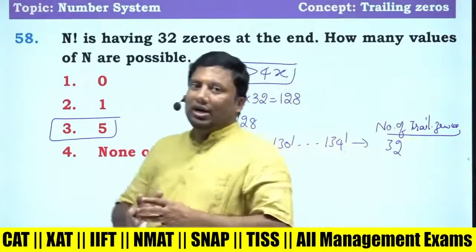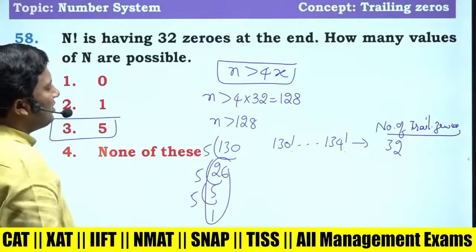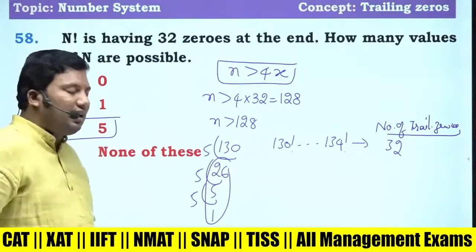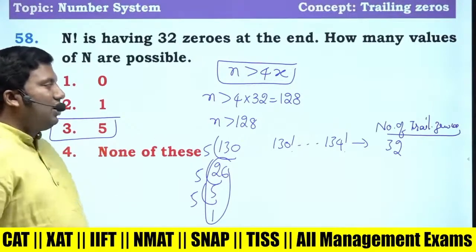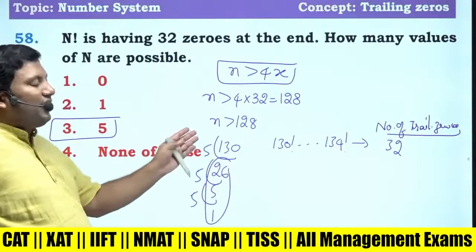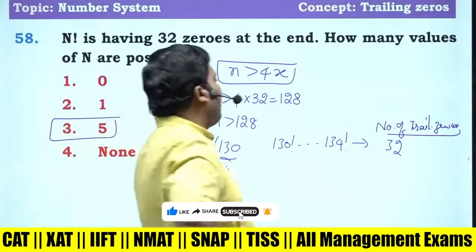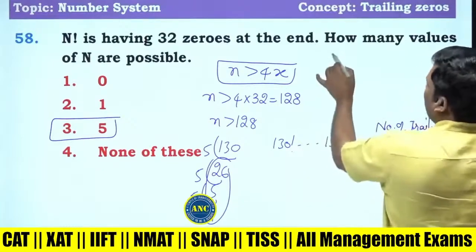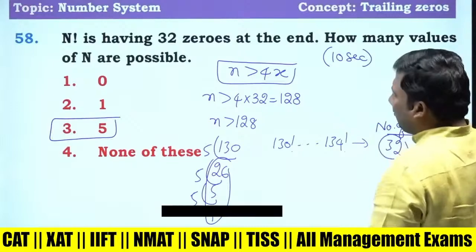N factorial ends with x zeros, so n is greater than 4x. N is greater than 128. What is the multiple of 5 greater than 128? 130. 5 26s are 130, 5 1s are 26, so it is coming out to be 32 zeros. So from 130 to 134, a total of 5 numbers have 32 trailing zeros. If you know this concept, it is a 10 seconds problem. If you don't know this, then you will find it very difficult.